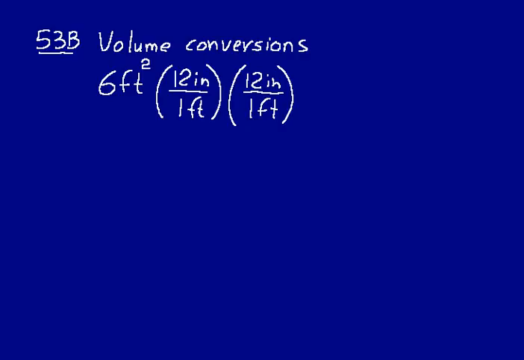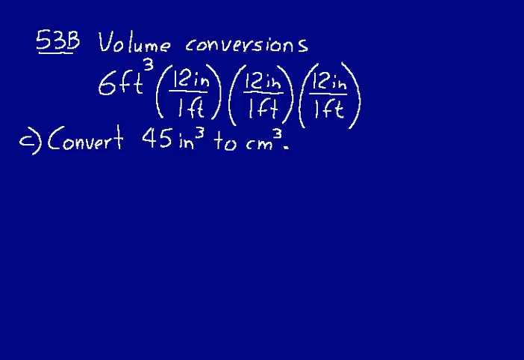Now let's go one more step and think about volume. What if we wanted to convert 6 cubic feet to cubic inches? Well, we would need a third conversion factor similar to the first two, 12 inches over 1 foot. Now remember why we need that, because feet cubed, that's the same thing as saying feet times feet times feet. So we would need 3 factors of feet in order to convert from feet cubed to inches cubed.